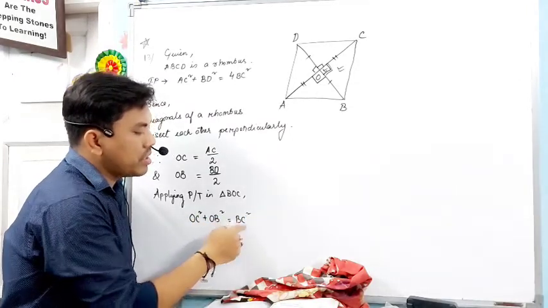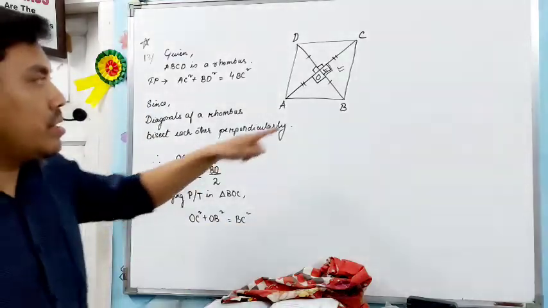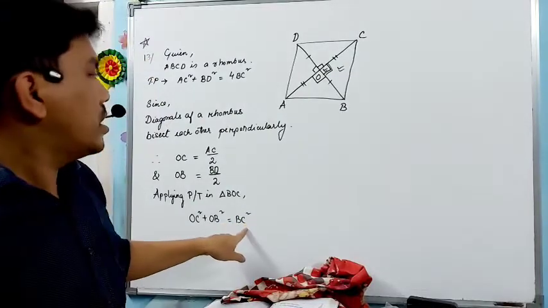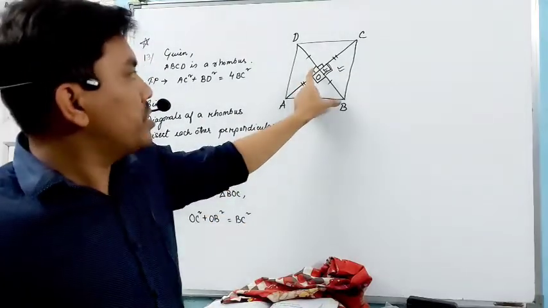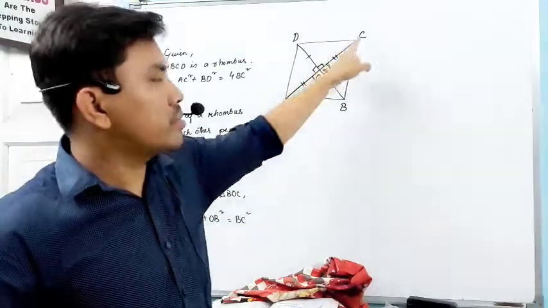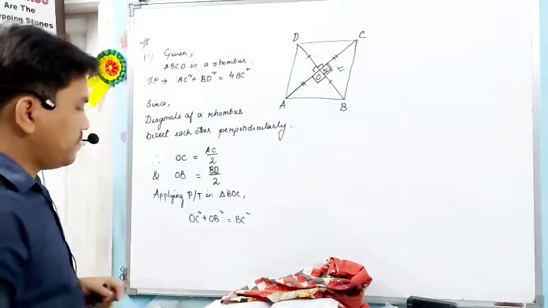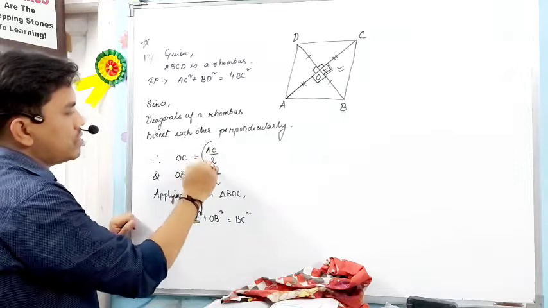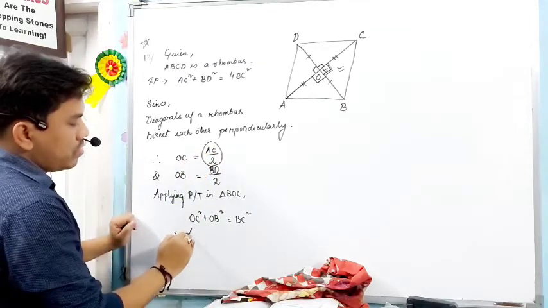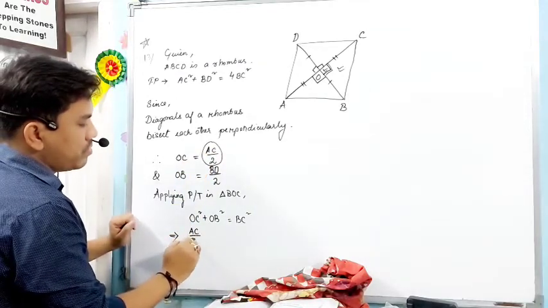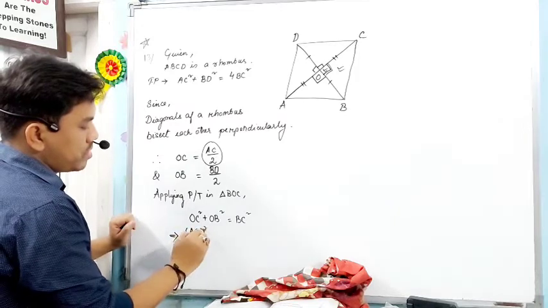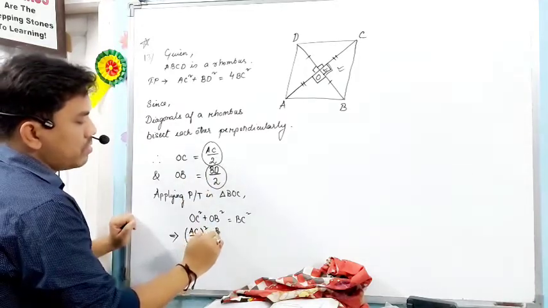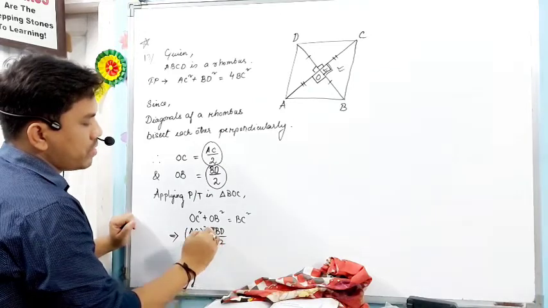OC square plus OB square is equal to BC square. Can we write BC is the hypotenuse? Can you see here in this triangle? BC is the hypotenuse. So BC square is equal to OB square plus OC square. Isn't it? We can write. Okay. So in place of OC, what is OC? AC by 2. So in place of OC, we'll write AC by 2. And in place of OB, what is OB? It is BD by 2. We can write BD by 2 whole square.